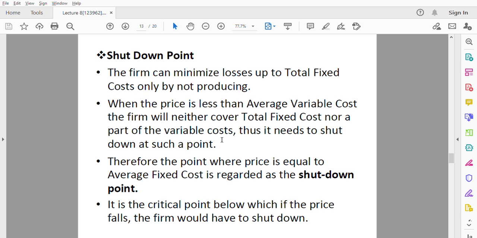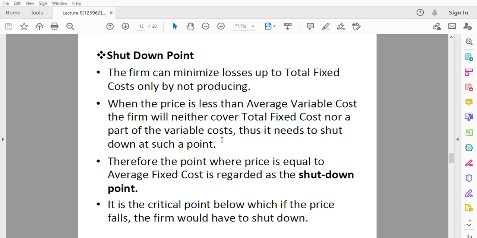So now let's give more light to it. The firm can minimize losses up to the total fixed cost only by not producing. So if you are not producing, maybe you want to reduce your losses, so you are reducing production. You can reduce production to the point where your cost is just your total fixed cost. When the price is less than the average variable cost, the price is what you get, or is the same as the average revenue.